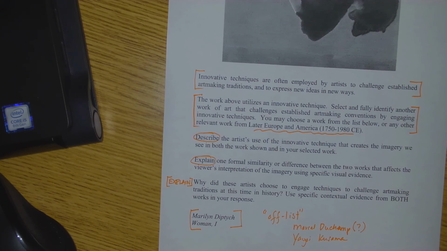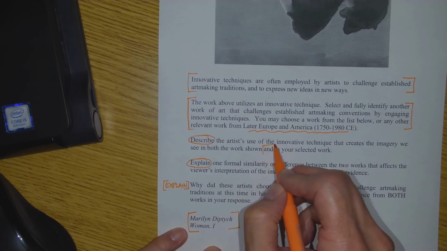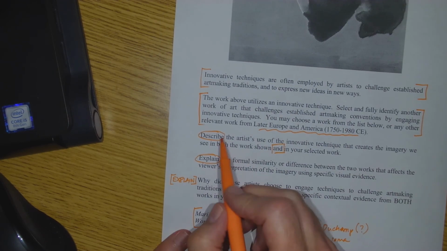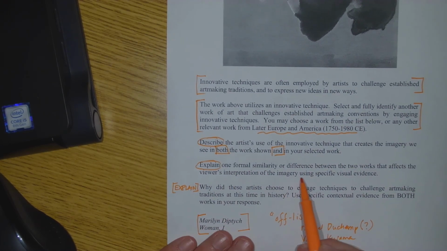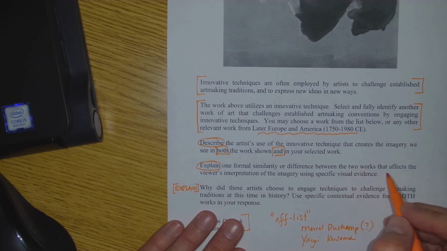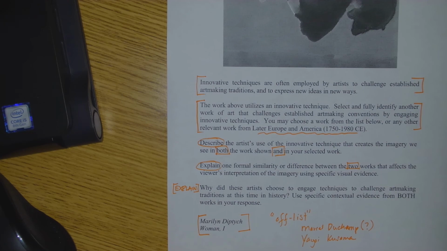Now we've got to go back and take a look. I've only got like 3 chunks here, and I'm looking for way more points than that. So it's connector word time. Box those connectors. I've got and, right? Oh, both. Let's see. Okay. Similarity, difference. I'll come back to that between the two works. I think that affects the viewer's interpretation of the imagery.